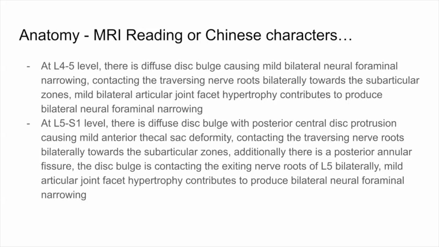The disc bulge is contacting the exiting nerve roots at L5 bilaterally. So the disc bulge is coming up into contact with the nerve roots of L5 on both sides. There's mild articular joint facet hypertrophy, so only a little bit of hypertrophy of those facet joints. And that's contributing to produce bilateral neuroforaminal narrowing, okay?